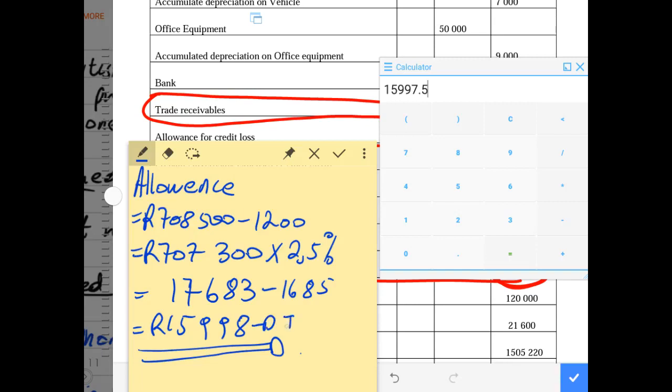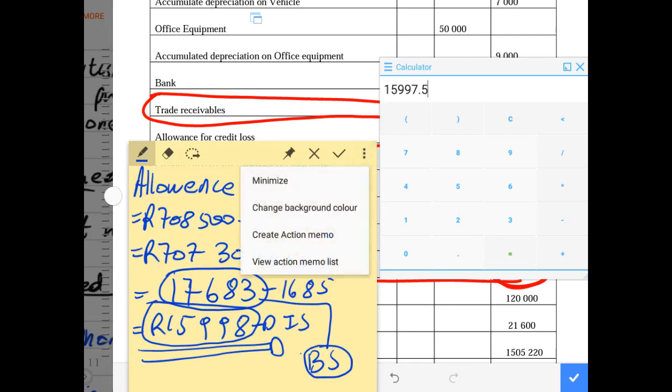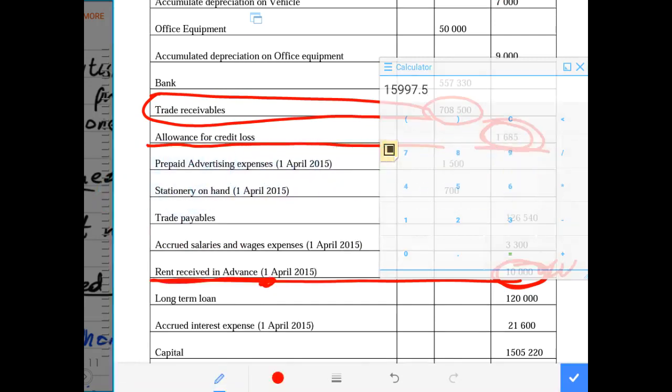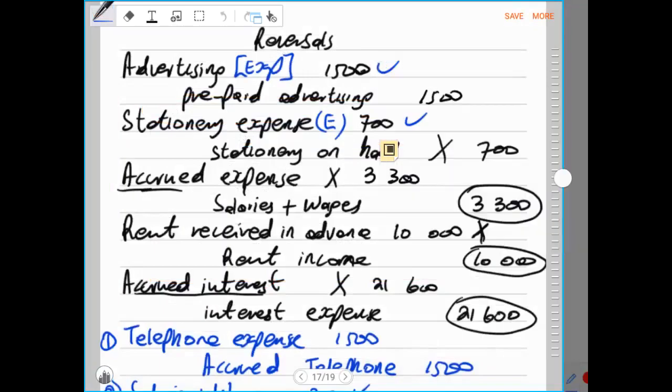This will be recorded in the income statement, and the total amount that we calculated as the new allowance will be recorded in the statement of financial position, which is the balance sheet. That is the total amount on the balance sheet. However, in the income statement, we only record this entry of the allowance for credit losses. So now let us go and do that.